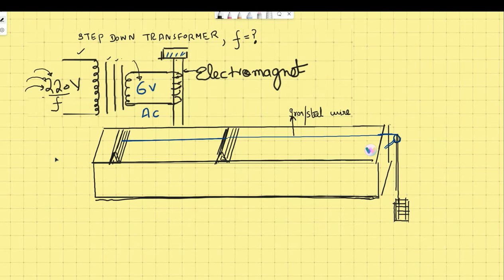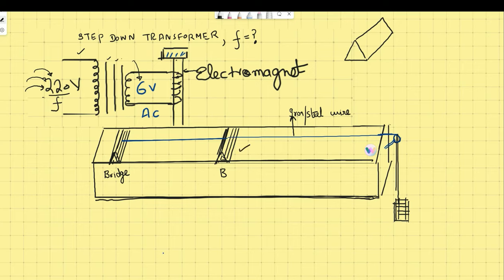The electromagnet is now in the center. This is called a bridge. And this is also a bridge. The wire is in a triangular shape like this. When you see the sonometer experiment, it looks like this. So this is a bridge in 3D. And there is another bridge like this, which is the second bridge.